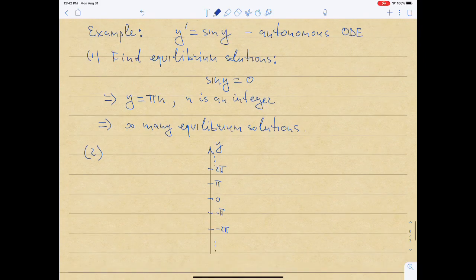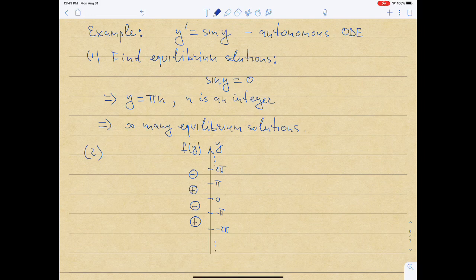And so we're looking at f of y, which is sine y. All right, so between 0 and pi, what can we say about sine y? It's a positive number. Between pi and 2 pi, sine y is a negative number. Between 2 pi and 3 pi it's going to be positive again. Between minus pi and 0, it's going to be negative. Between minus 2 pi and minus pi, it's going to be positive. And then I can continue like that.